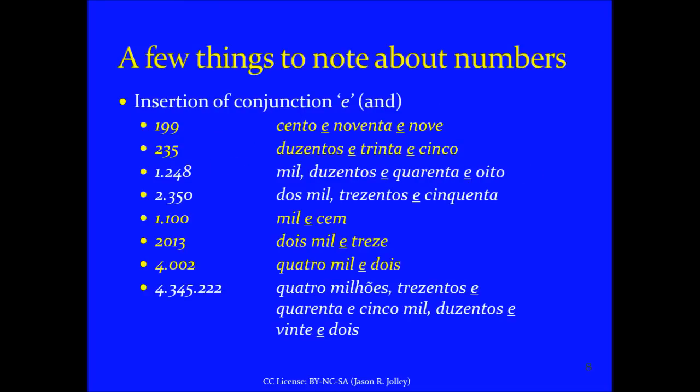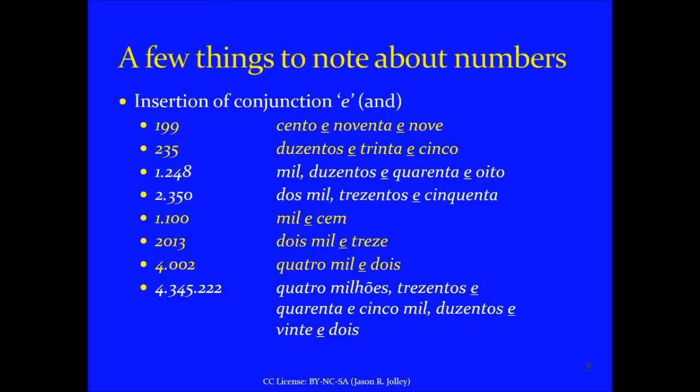Another thing that's interesting, and something you have to keep in mind and be careful about, is when to insert the conjunction E, or "and," in numbers in Brazilian Portuguese, because the rules are a little bit different than in Spanish. The basic rule is that you do insert it between the hundreds, tens, and ones. So 199, 235. We're inserting the conjunction E between hundreds, tens, and ones.